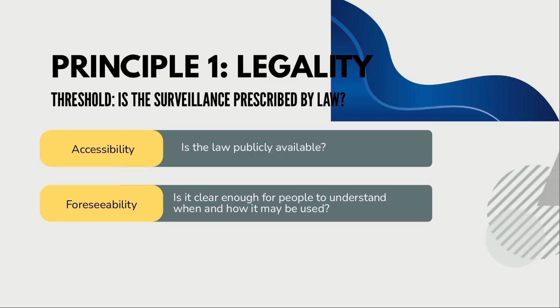First is the principle of legality. The threshold here is that is the surveillance prescribed by law or not? Accessibility. The first question we need to ask here is that is the law publicly available or not? Next, we need to ask about the foreseeability. Is the law clear enough for people to understand when and how the law may be used against them? If both of these questions fail, then this is a human rights violation. If both pass, then we move on to the next principle.